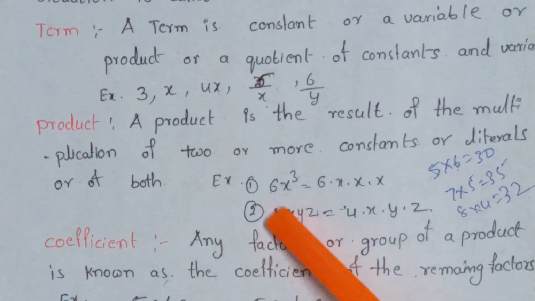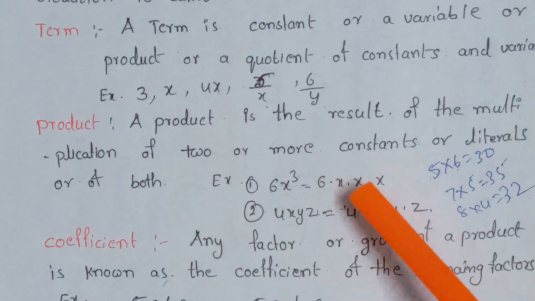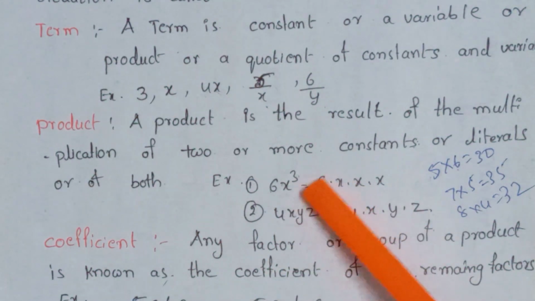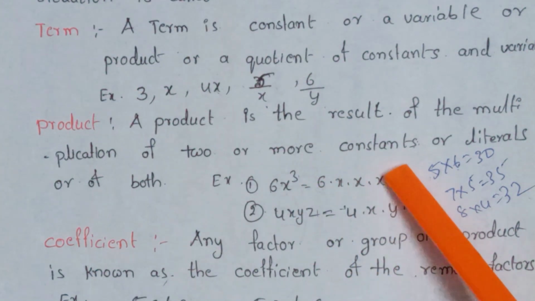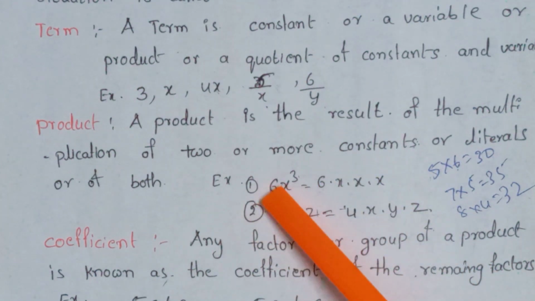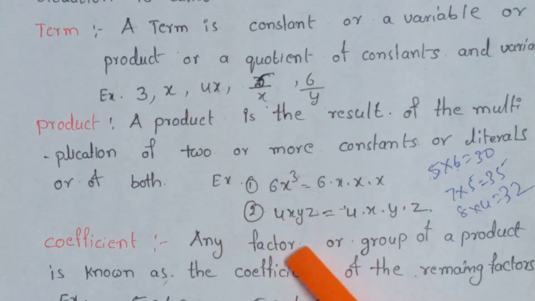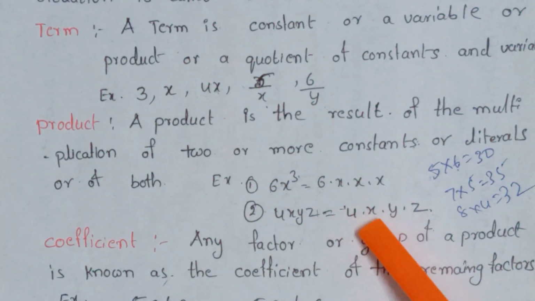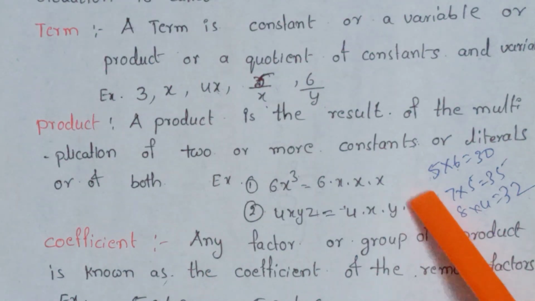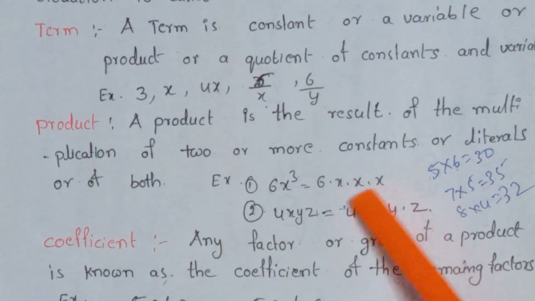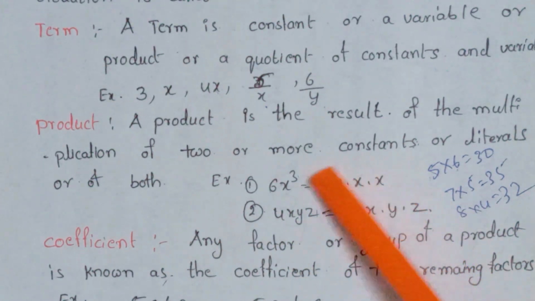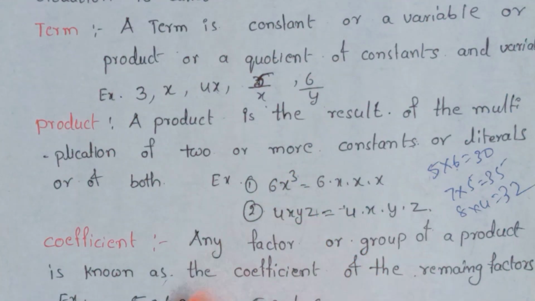Here is also an example, 6x cube. We can write it as 6 into x into x into x. So these are factors: 6, x, x, x. These factors multiply, then we get the product 6x cube. Then 4 into x into y into z. These multiply, and we get the answer 4xyz. So this is the product, and these are all factors.